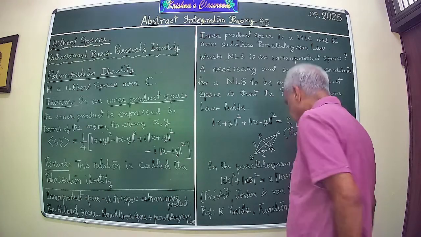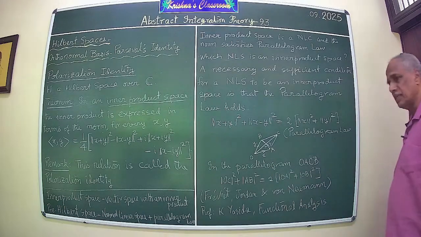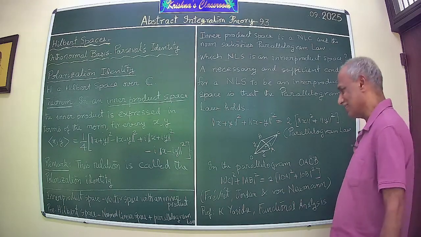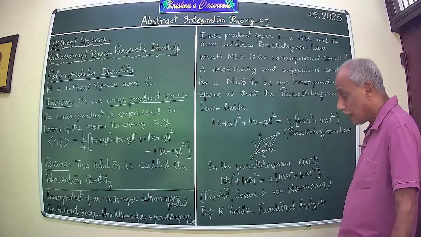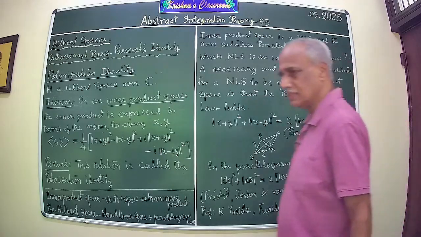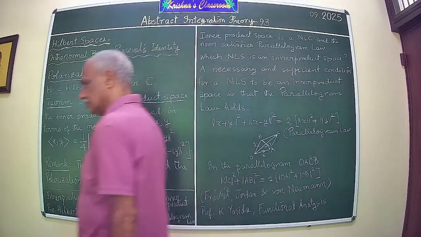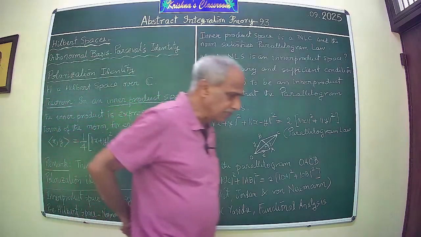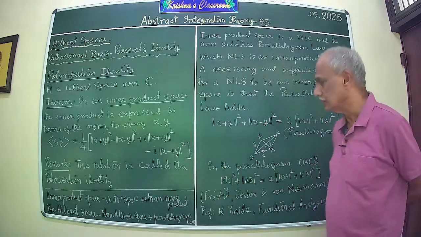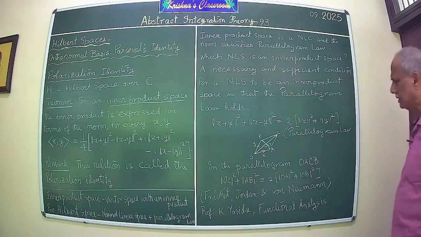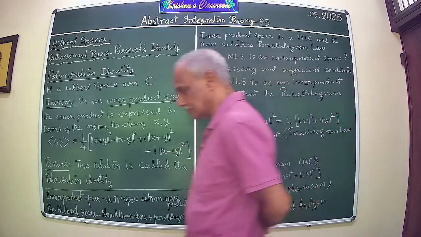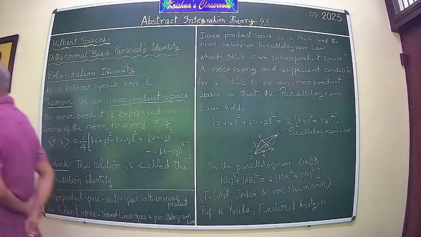You see, the reputation of the people who have proved it shows that it's an extremely important result. And one direction of the theorem is proved very easily, namely that if you have an inner product space, then the derived norm satisfies the parallelogram law. That is very easy to verify. The converse is difficult.